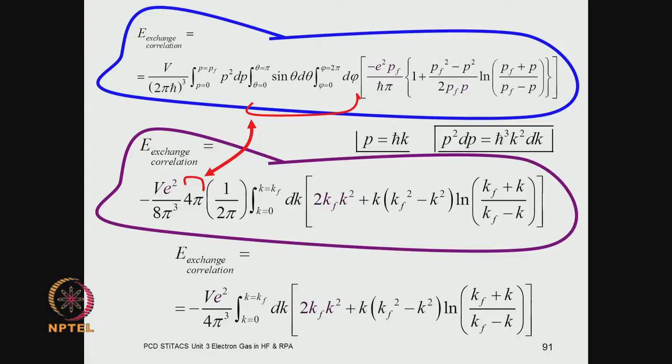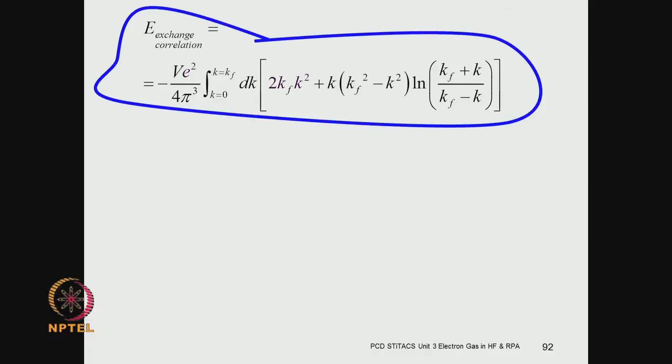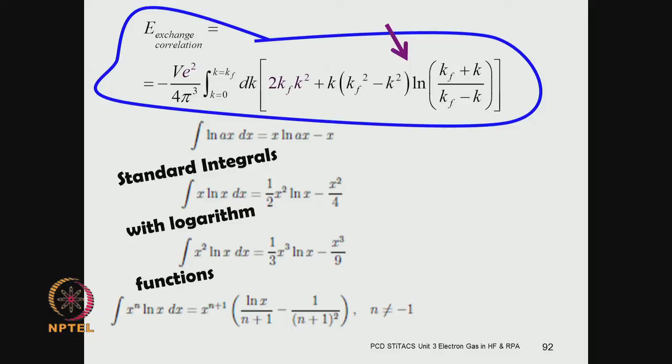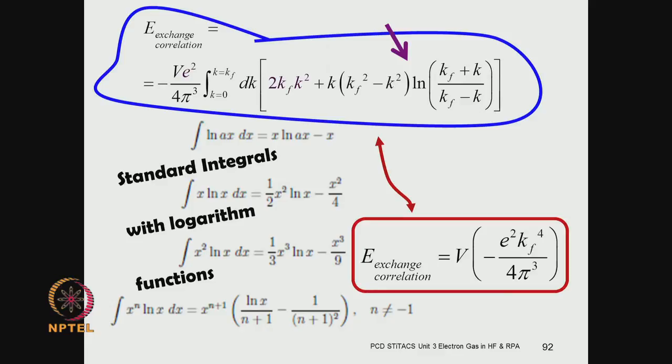So now this is the integral over k involving this logarithmic term. This is what we have to evaluate, and again this can be evaluated using similar techniques as we discussed earlier. There are standard integrals having logarithmic functions, and you can refer to these tables or you can work it out a priori by hand, and you will get the result, which is the exchange correlation term turns out to be this: total volume in which you have box normalized all those electrons, and then you have minus e square k to the 4 by 4 pi cube.